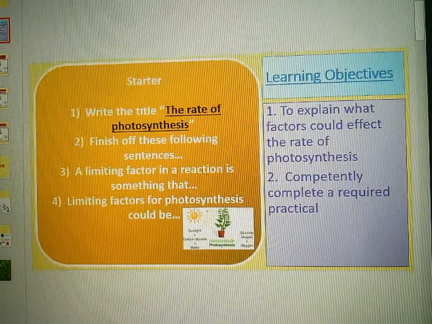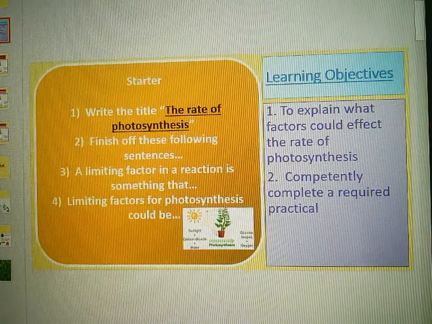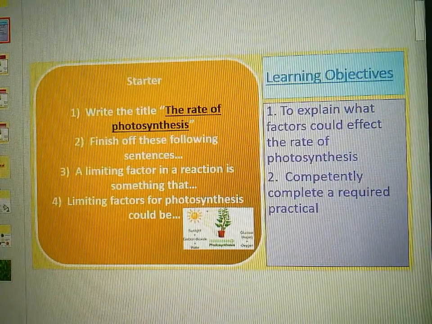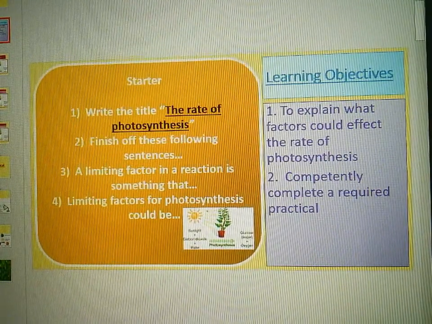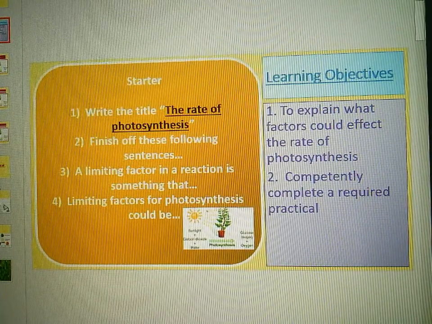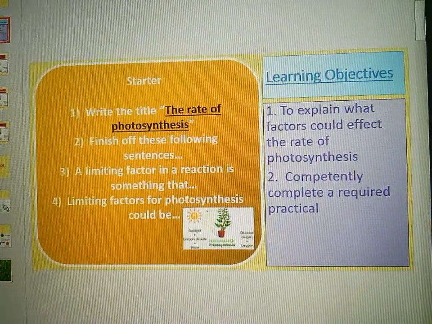A limiting factor in a reaction is something that ... So explain what a limiting factor is, and then limiting factors for photosynthesis could be. So you need to come back to that in a minute and finish it off.